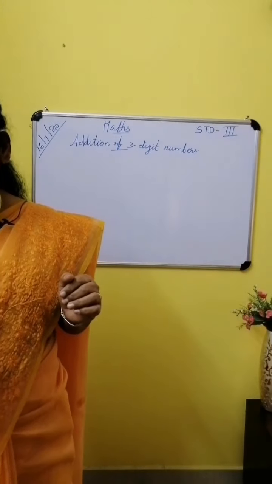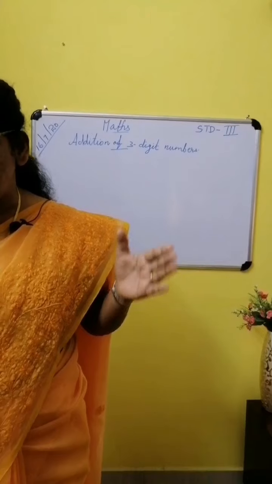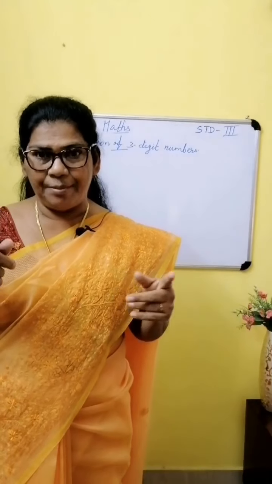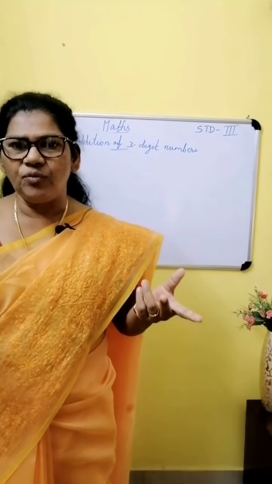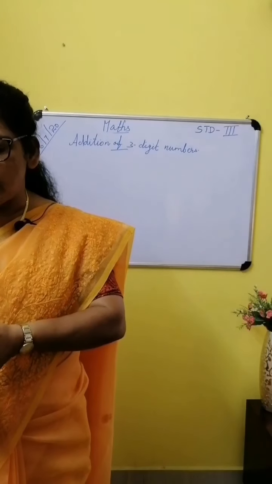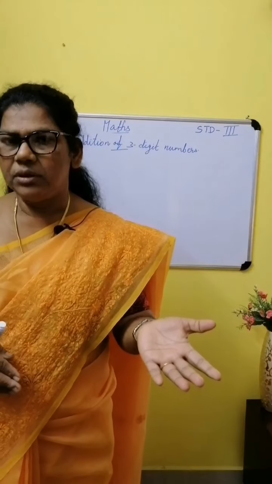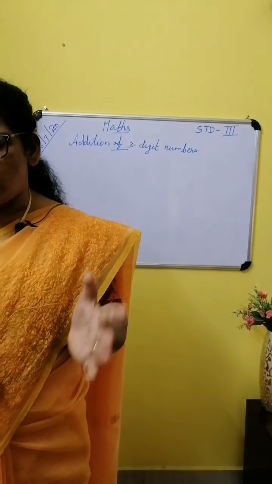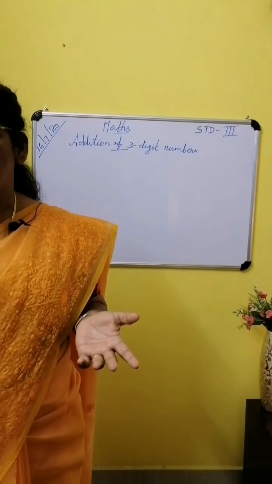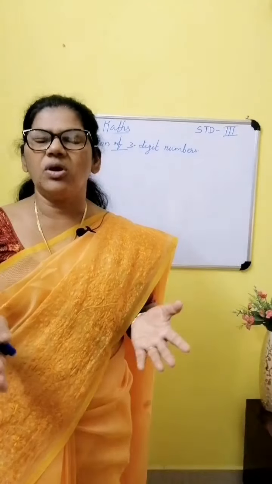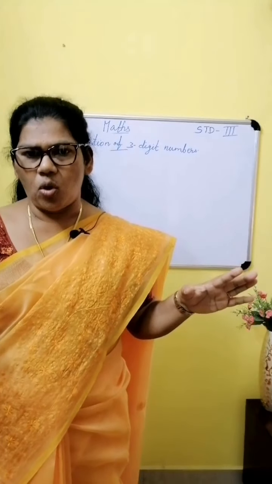Then rule number 3. If the sum of any column is more than 1 digit, when you add you will get an answer, so that is called a sum. If it is more than 1 digit, the ones you write in the same place, and the tens you have to write on the left side, and then add that column with the extra digit. Understood? Don't forget all these rules. Don't simply add and write the number anywhere you like. If you write like that, the answer will be wrong.